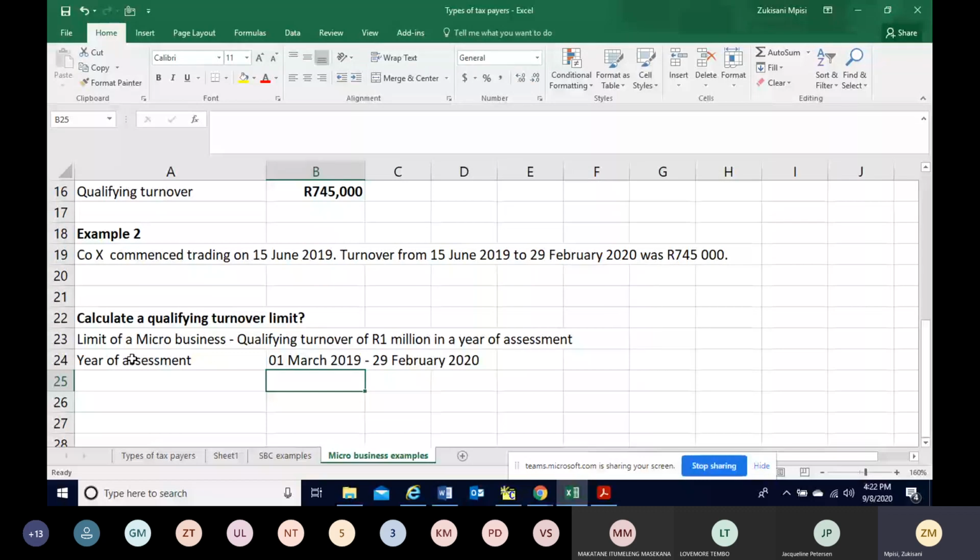So for this particular company, we are told that they have only been trading from the 15th of June. So in your calculations, you need to calculate the months in which it will be applicable for them to calculate the qualifying turnover. In this case, we can already see that they started trading in June, which means that our calculation of a year of assessment will begin on the 15th of June to the 29th of Feb. So how many months from June to Feb do you have? How many months do we have?